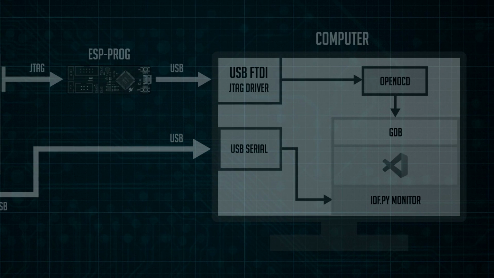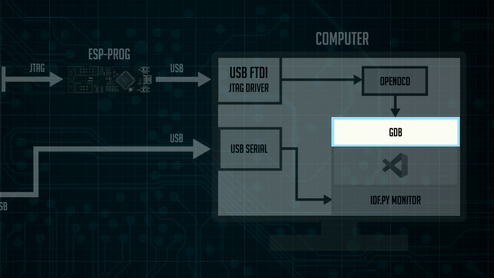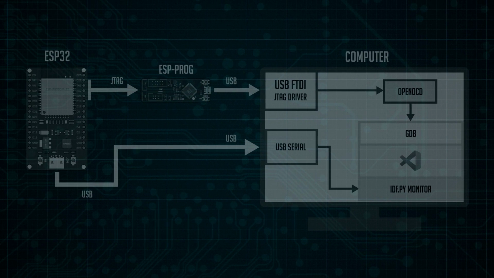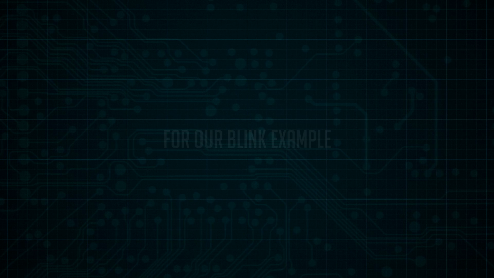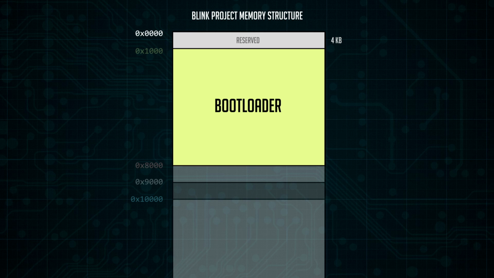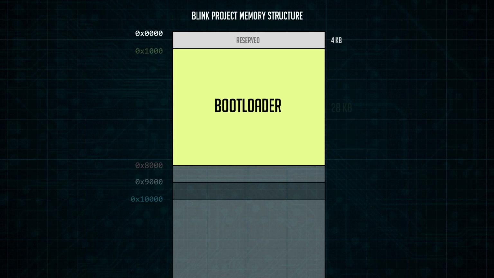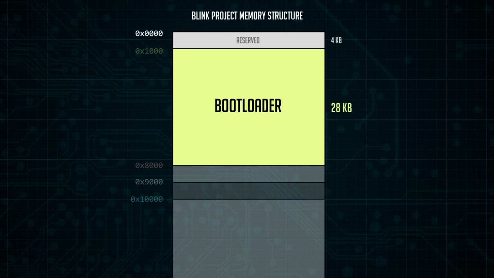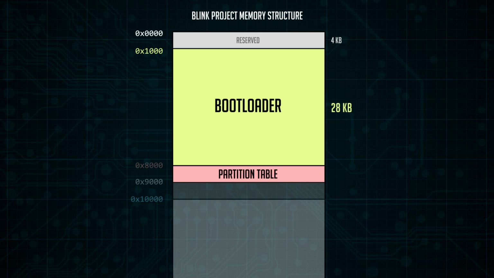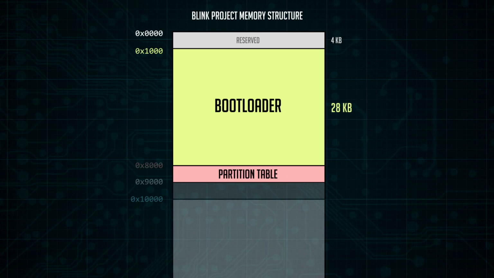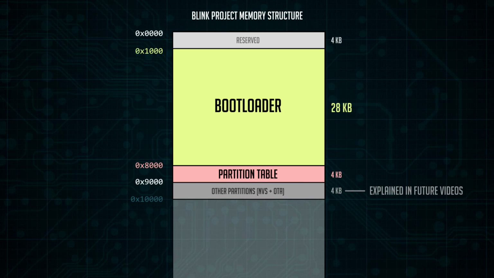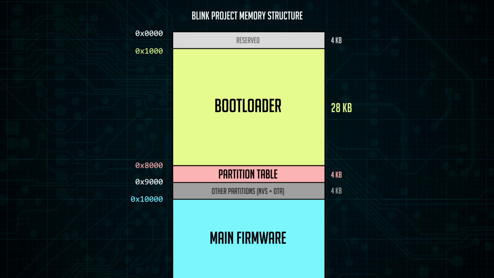First of all, we need to tell the GDB debugger how the memory in our project is structured inside our ESP32, so we can load the binaries in the proper memory positions. For our simple Blink example, the memory structure looks like this. The bootloader, which is responsible for loading our application, has 28 kilobytes reserved to itself and starts at address 1000. Followed by the partition table, where the definition of our partitions are, which starts at address 8000 and can go up to 4 kilobytes. And finally, our main application goes from here onwards.